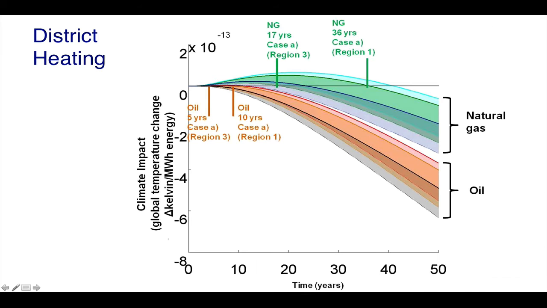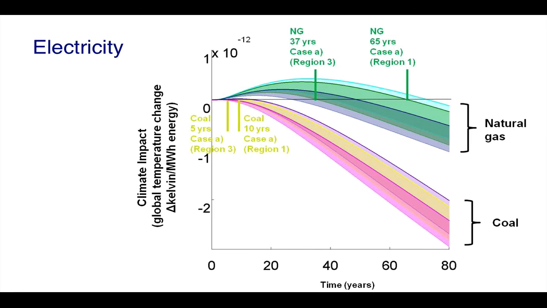So zooming into the district heating case, we can see for case A that there are various payback periods when forest residues can replace fossil fuels. With oil, since oil is much more carbon intense than natural gas, you can have a much shorter payback period, about 5 to 10 years, depending on the region. But with natural gas, it takes much longer, 17 to 36 years. So this is significant.